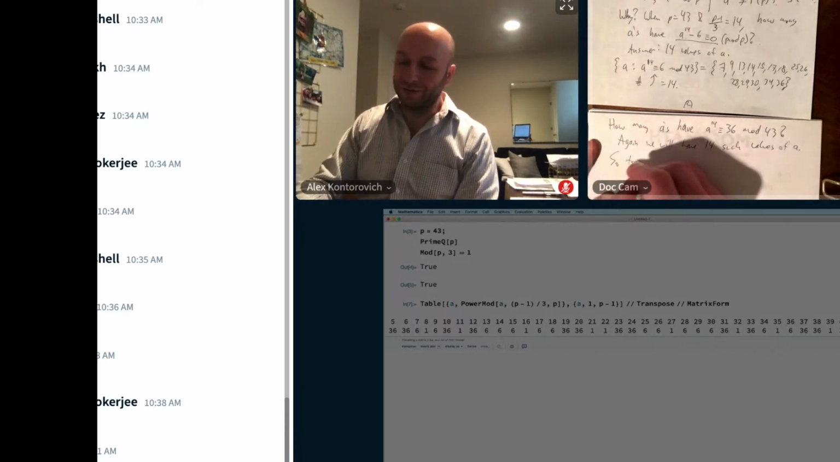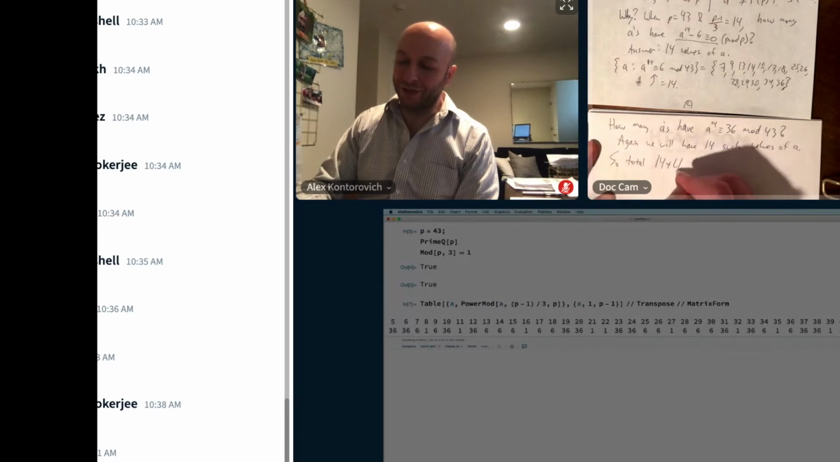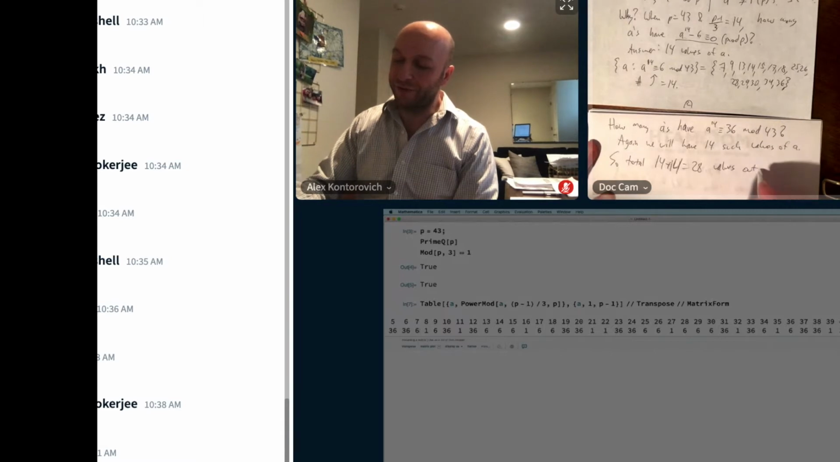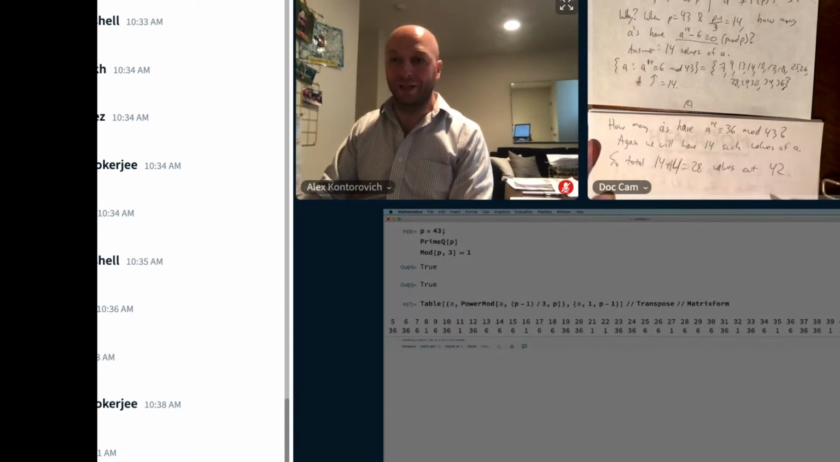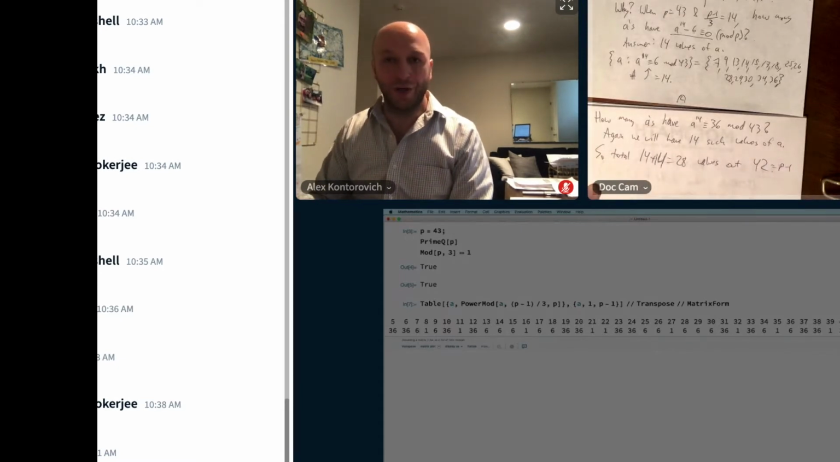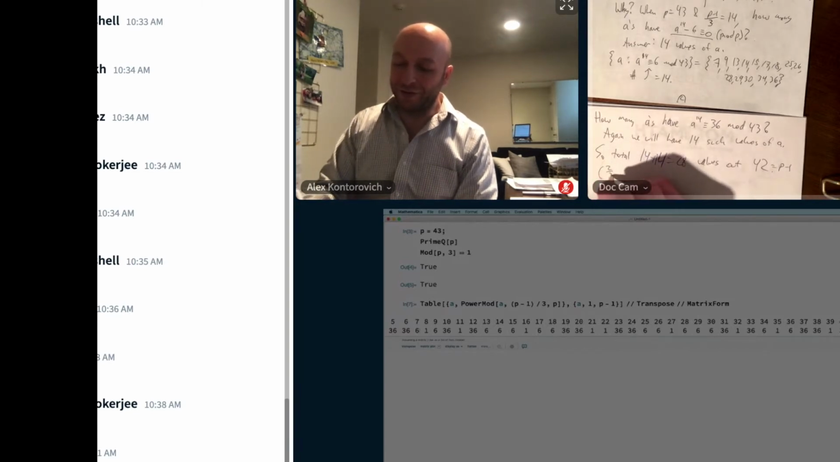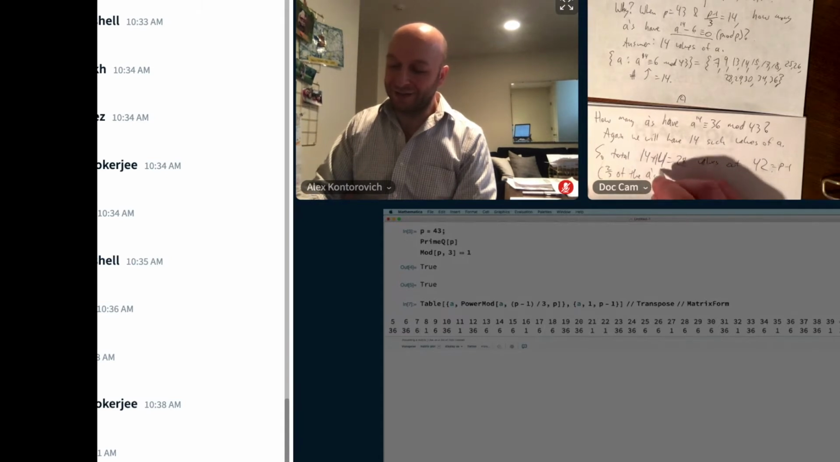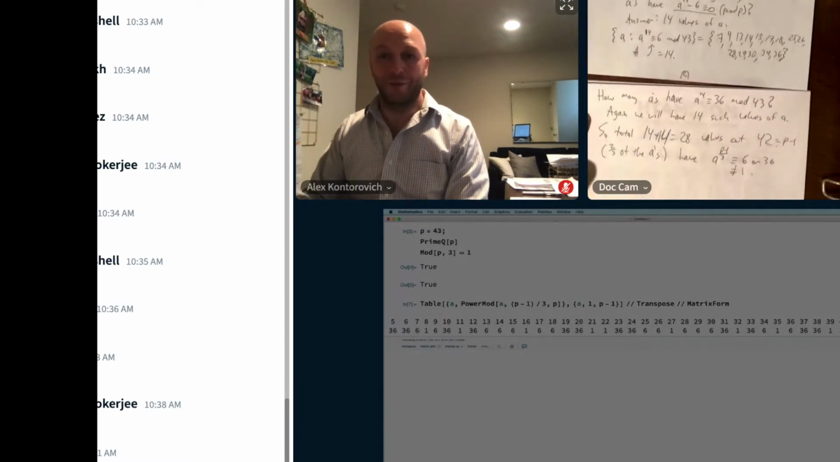So total, 14 plus 14 is 28 values out of the total number of values, which is one less than the prime. So there are 28 values out of 42, so 2/3, right? This fraction is 2/3, so 2/3 of the values of a have a to the p minus 1 over 3 equal to 6 or 36. In other words, not equal to 1. So we have a really good chance.